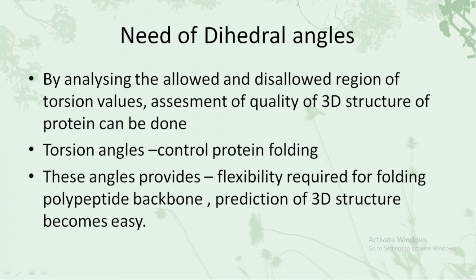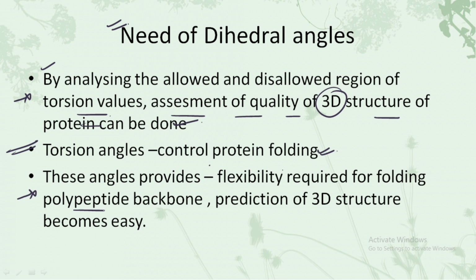So what is the need for the dihedral angle? There are three main importances. First, by analyzing the allowed and the disallowed regions of the torsion values, the quality of the 3D structure of the proteins can be assessed. Second, the torsion angles control the protein folding, as I have just told you. And the third is that these angles provide the flexibility that is required for the folding of the peptide backbones. Prediction of the 3D structure becomes very easy. So this was about the dihedral angles.